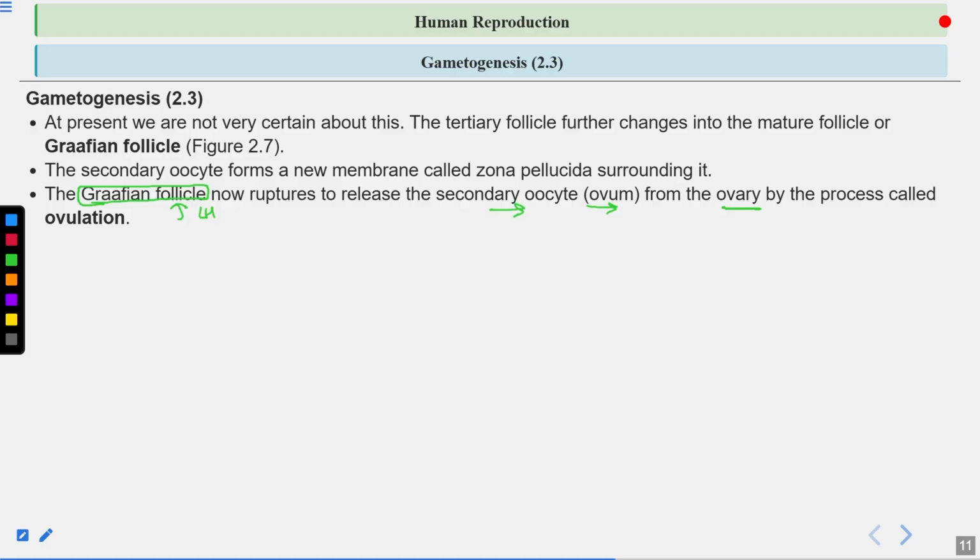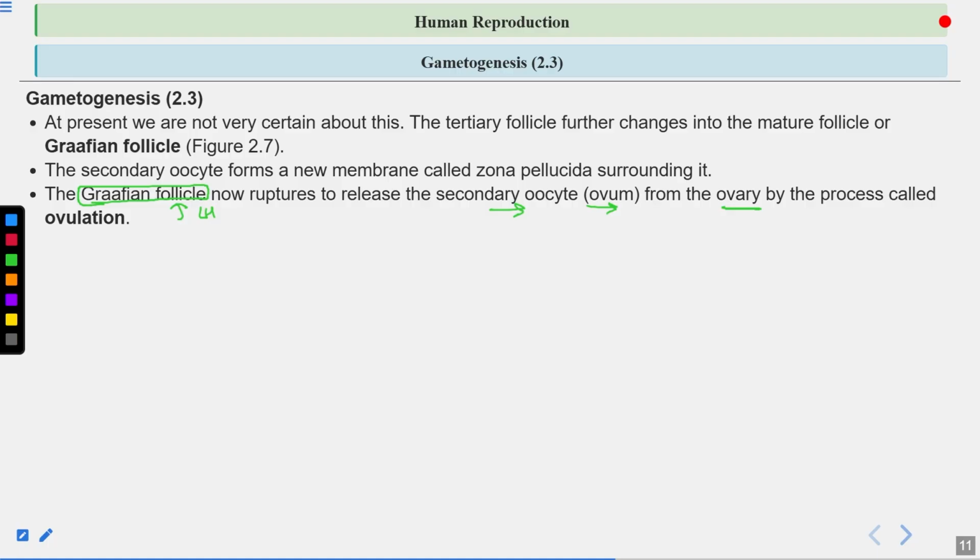Okay. And one primary oocyte develops from one oogonium, and the 3 oogonia degenerate. So in oogenesis, what happens? Initially, one primary oocyte is formed from one oogonium, and the 3 oogonia degenerate.